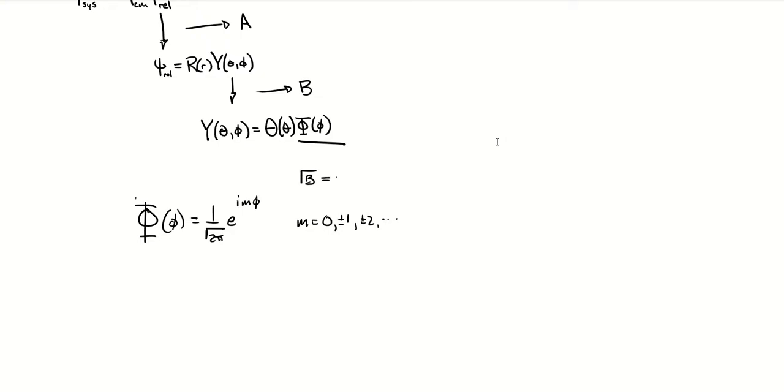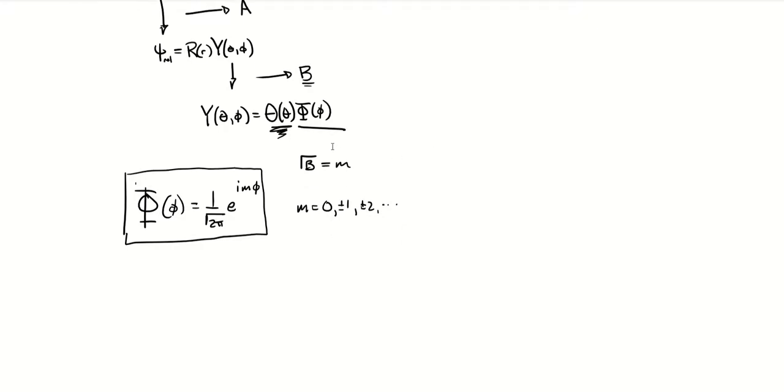root b was equal to m, right? When we had our original differential equation, this ended up being the solution. This was a root b, but it had to be some integer that we called m. So we've sorted out this b now. And obviously, the more important part, we know what that azimuthal wave function is. What we're going to focus on today is solving for that polar part of our wave function.